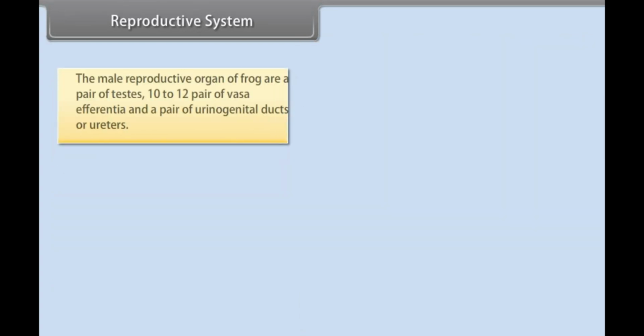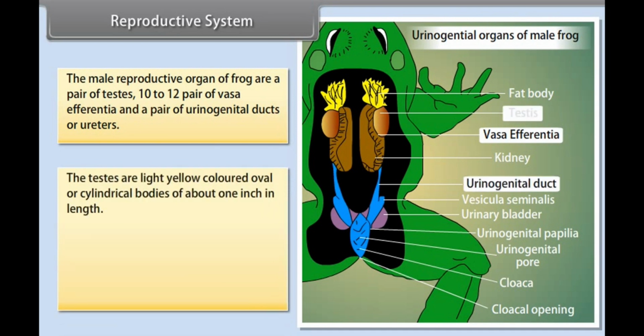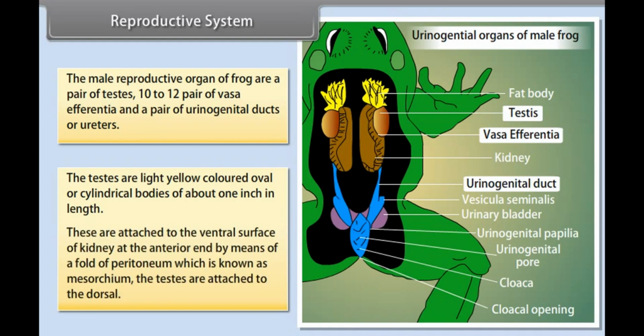Reproductive system. The male reproductive organs of frog are a pair of testes, 10 to 12 pairs of vasa efferentia, and a pair of urinogenital ducts or ureters. The testes are light yellow colored, oval or cylindrical bodies of about 1 inch in length. These are attached to the ventral surface of the kidney at the anterior end by means of a fold of peritoneum, which is known as mesorchium.